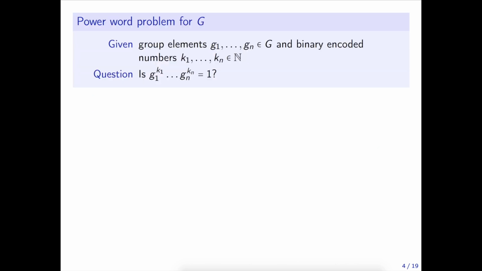Now let me introduce a second related problem, called the power word problem for a group G. Here we are given group elements g1 to gn and binary encoded numbers k1 to kn. The question is whether g1 to the k1 up to gn to the kn is equal to 1. This is a variant of the classical word problem for a group, where you are given a single word over the generators and you ask whether this element is the identity. Here the word power refers to the exponentially large powers k1 up to kn. This representation can be compared to a binary encoding for integers.